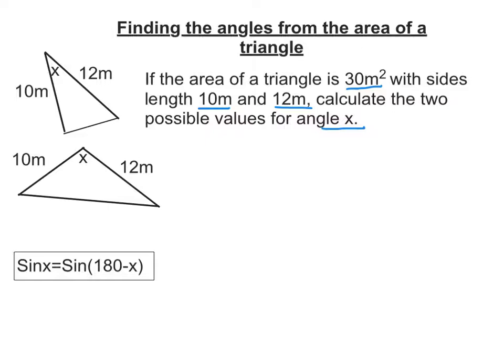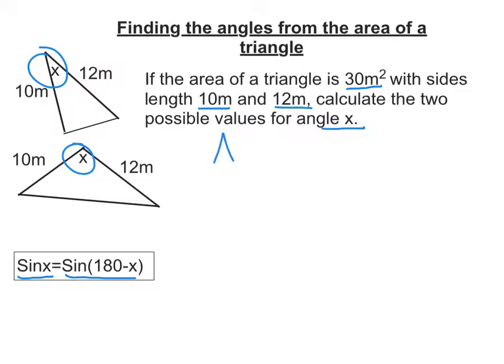Now, there's going to be two possible values, because if you take sine of an angle, that's exactly the same as sine of 180 minus that angle. So you could end up with two situations, here and here, where there are different size angles, but both have the same area. So let's go about doing it.